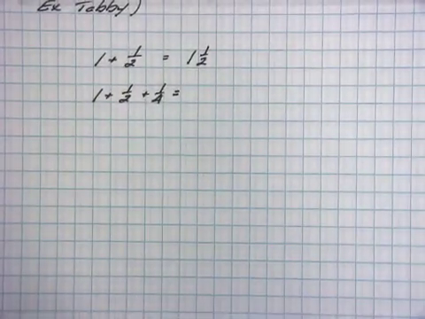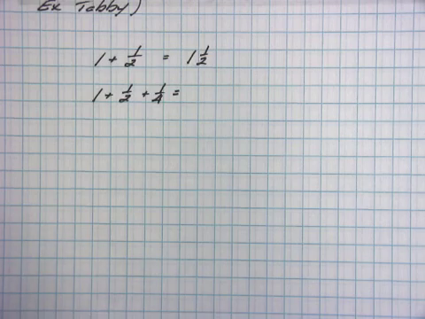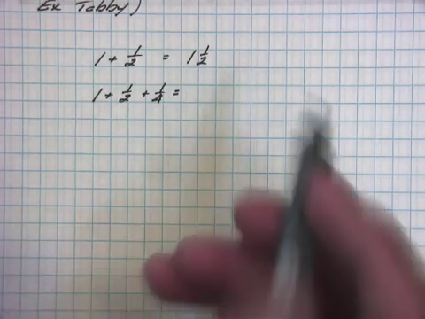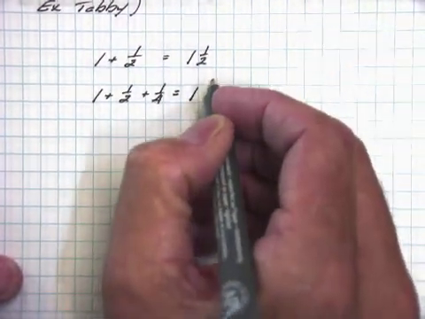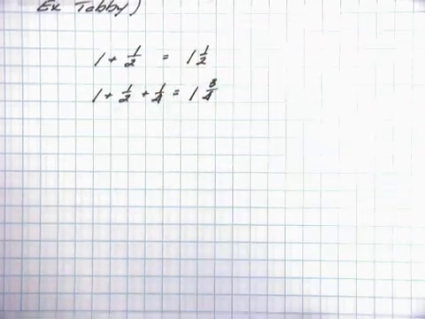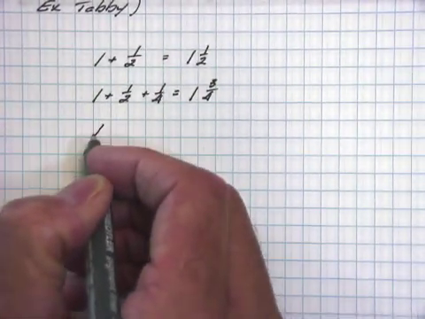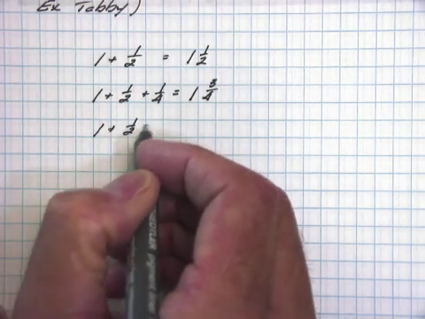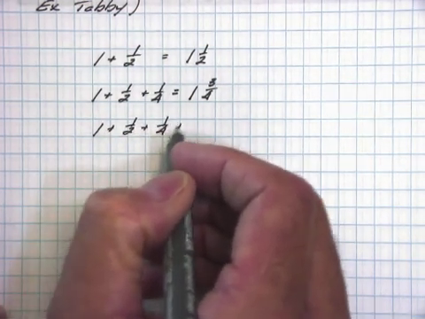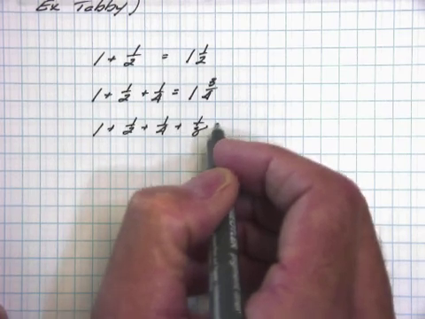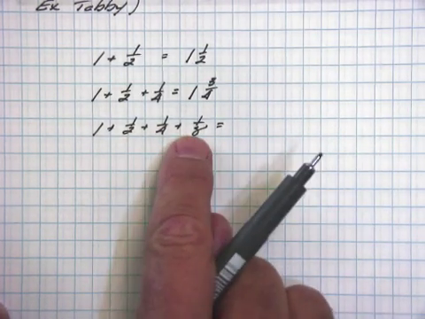Okay? Now let's continue the problem. I've got 1 plus 1/2 plus 1/4. So what do you get there? Well, 1 plus a half is 1 1/2, and 1 1/2 plus a fourth is 1 3/4. Don't trust me? Pause the video, convince yourself.